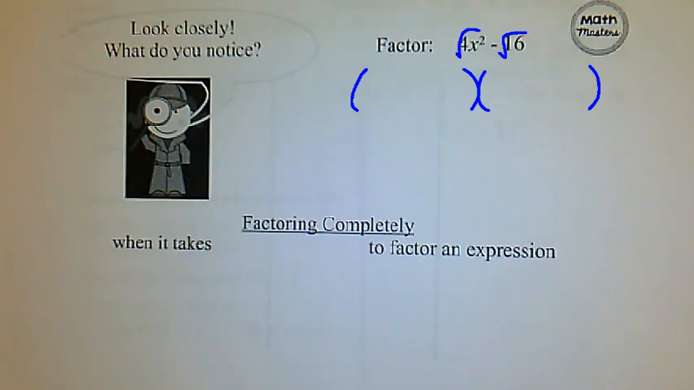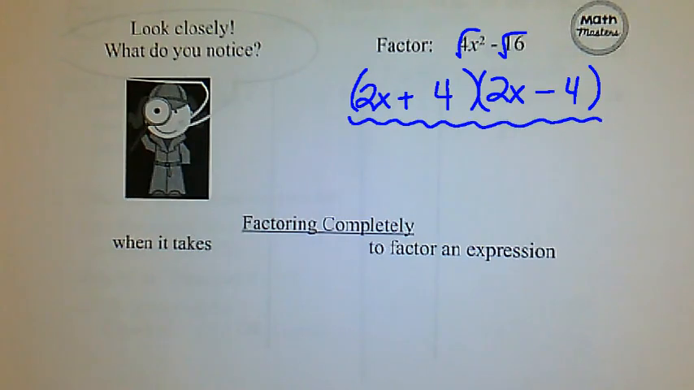Okay, so we have the square root of 4x squared. So this will be 2x and 2x. And then I have a positive 4 and a negative 4. Okay, so hopefully what you're noticing is these are all divisible by 2.